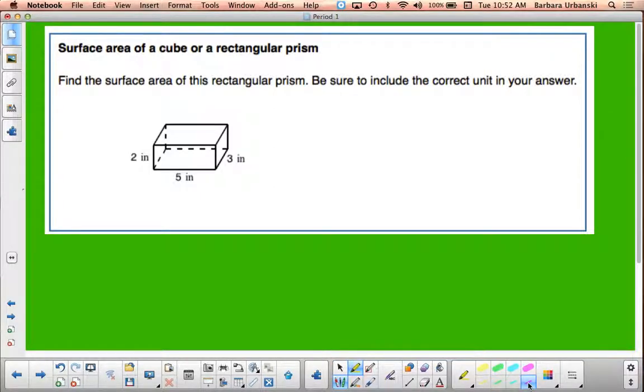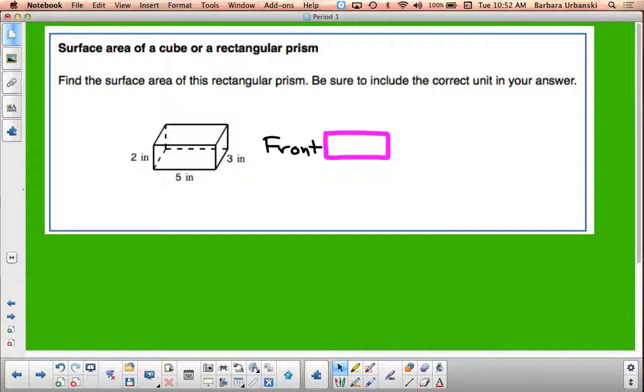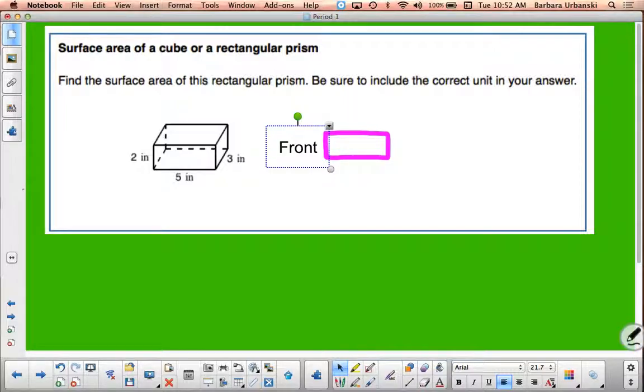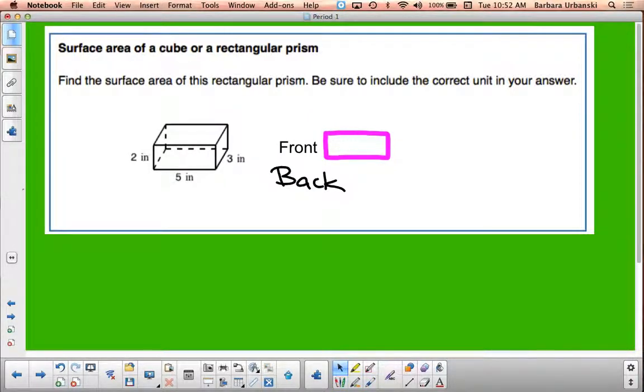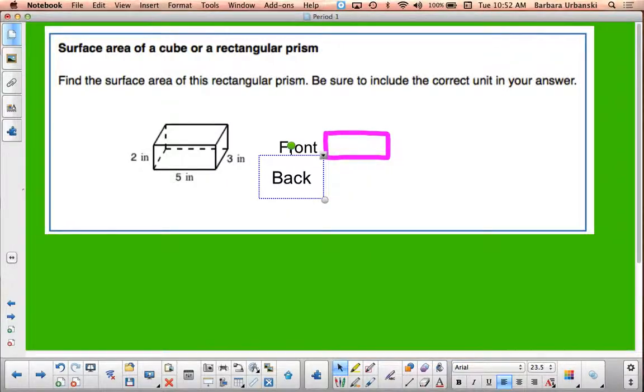we know that if we look at the front, and I'm just outlining the front of this, it just looks like a rectangle. So I'm going to say that that is the front. I know that that is the front of my shape. And if I know what the front would be, I should also know that the back is going to be exactly the same. So I've got the front and the back.